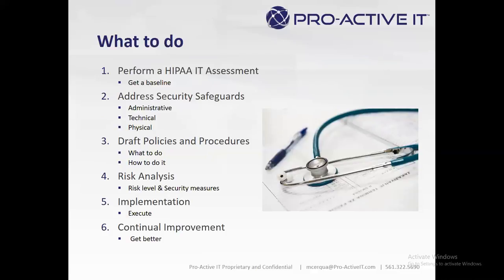Okay, so the very first thing one needs to do when developing a HIPAA security strategy is to perform a HIPAA IT assessment. Okay, you see it there. It's the first thing. Very important, right? Let's look through the high level 6 steps, and you can see those drill down into subsections. Okay, the second section is addressing security safeguards. The third section, drafting policies and procedures. The fourth section, risk analysis. The fifth section, implementation. Okay, and the sixth section, most important, okay, testing the system, continual improvement.